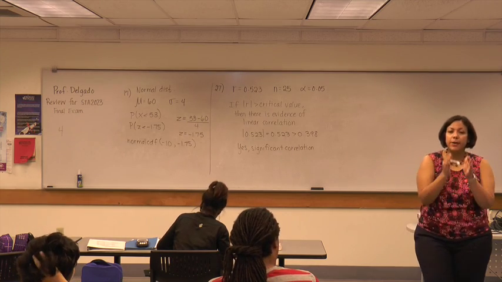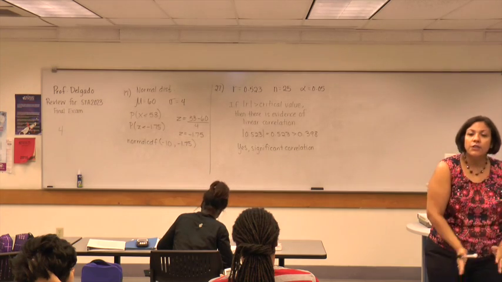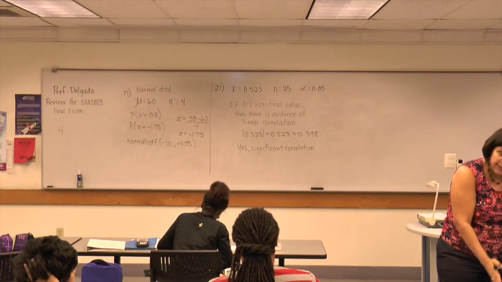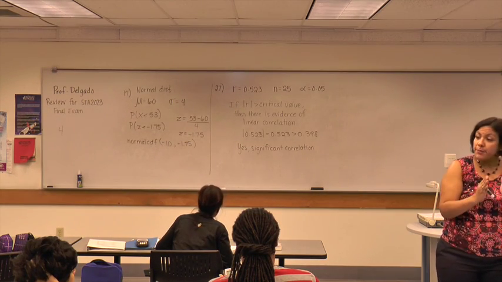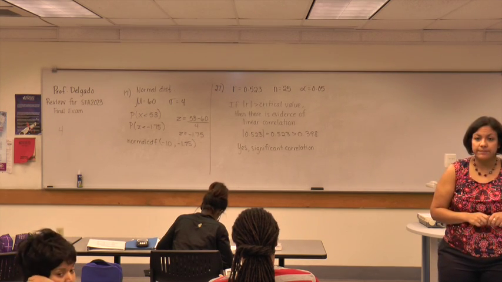That's it. You just have to compare your absolute value for the r that's given to you to the critical value for that correct alpha level. And if your absolute value is larger than what's given on the table, you have linear correlation. Okay.